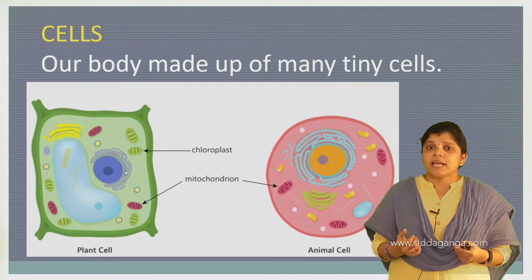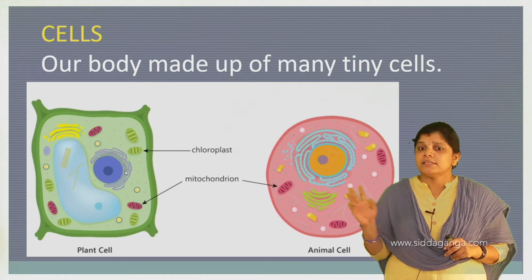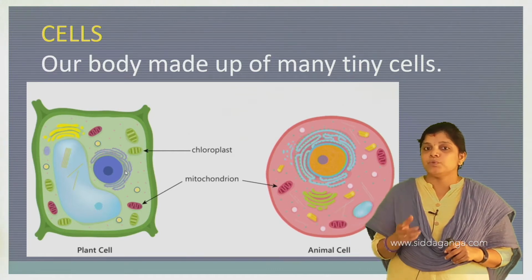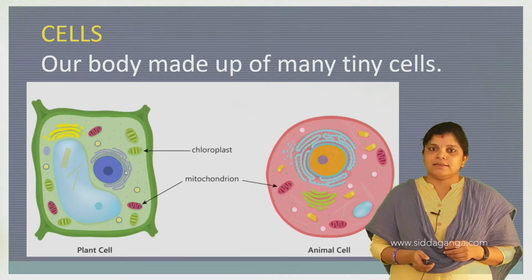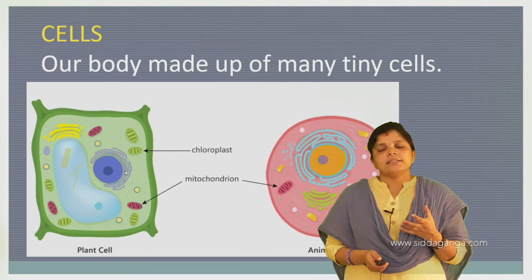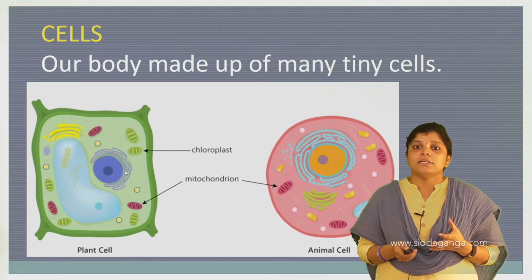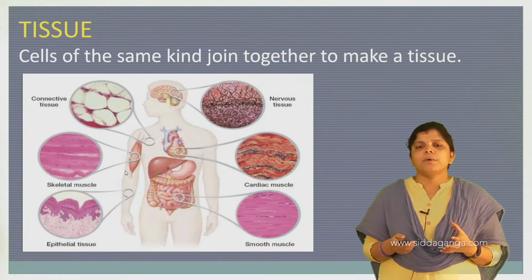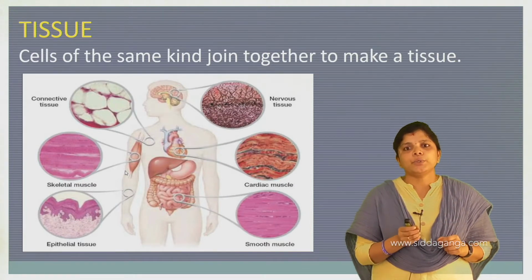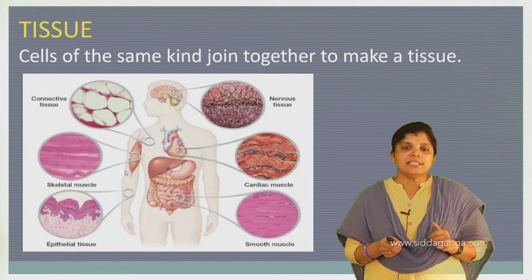See, tiny cells are the building blocks of the human body. We cannot see these cells with our naked eyes. We use a microscope to see these cells. See, this is a cell. So a group of cells is a tissue. Normally cells of the same kind join together to make a tissue.